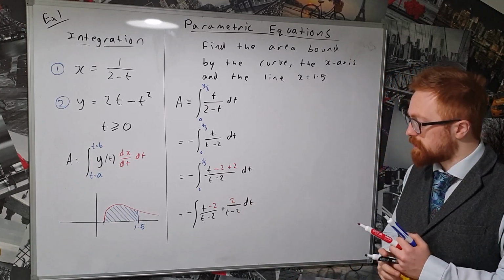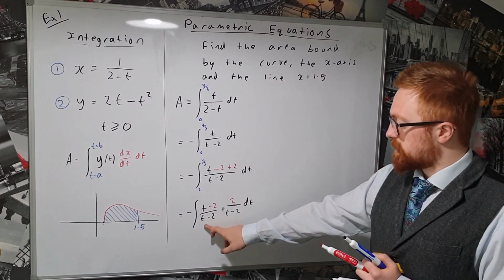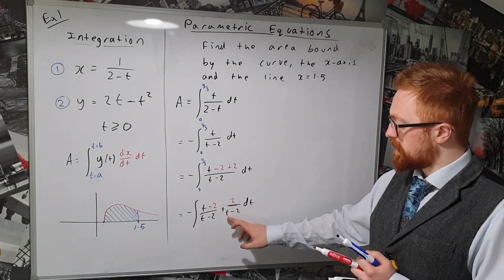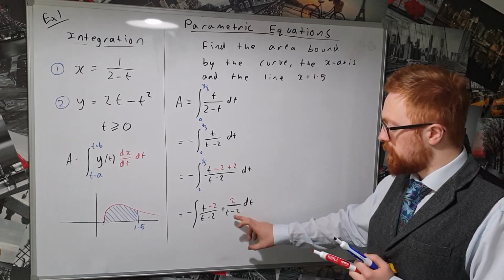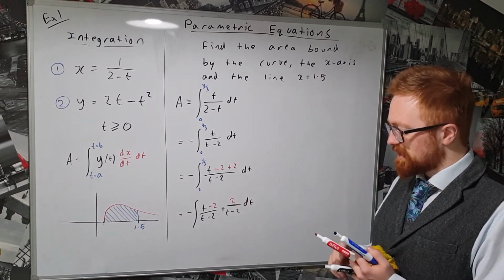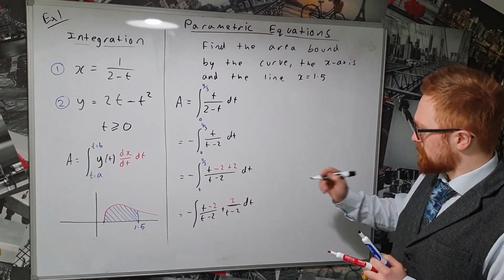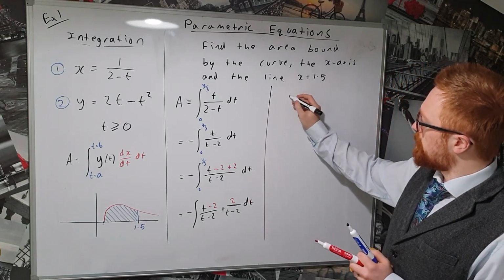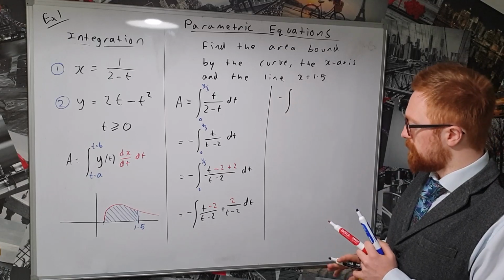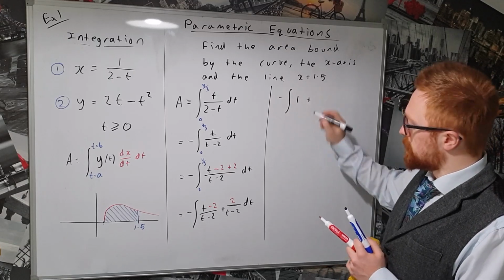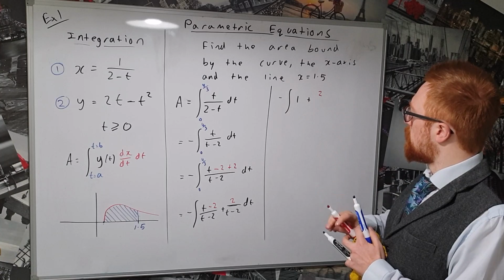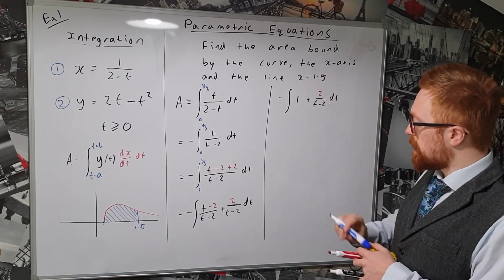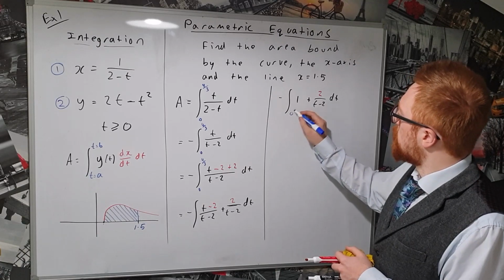Now, why is it useful to do that? Well, t minus 2 over t minus 2 just turns into 1, and then 2 over t minus 2. Now, the top is a multiple of the derivative of the bottom, so that is going to integrate to give me a ln. So let's carry on up here. So we now have, that gives me negative the integral of 1 plus 2 over t minus 2, between 0 and 4/3.